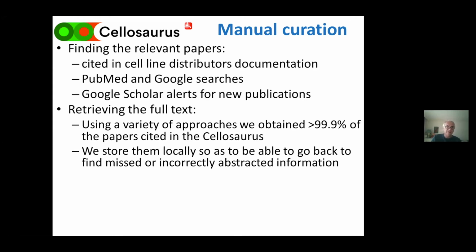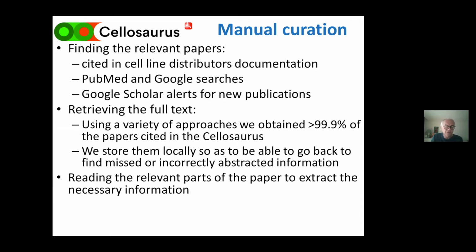So either we had access to it through a library information system, or we used a site, which I won't name here, but a lot of you know about it, which allows you to get the full text of papers, or, and that was the third source, we went through our university interlibrary system where you can order articles and get them. And we store all those articles locally so as to be able to go back to find missed or incorrectly abstracted information. That's quite important.